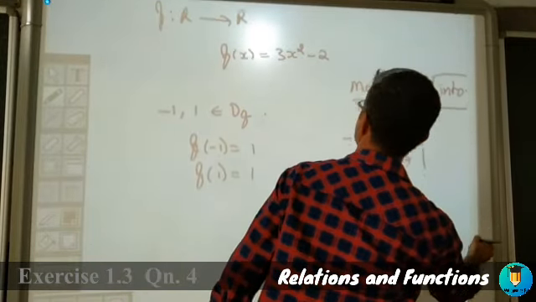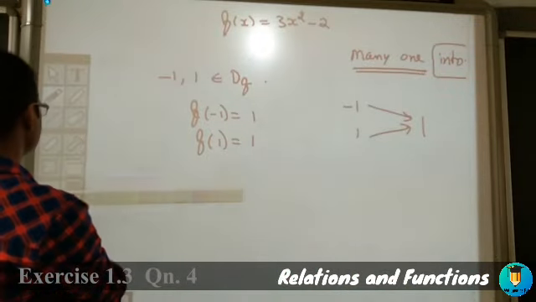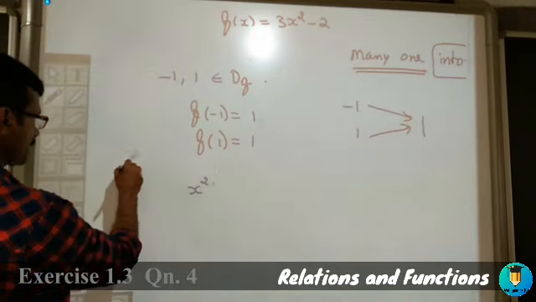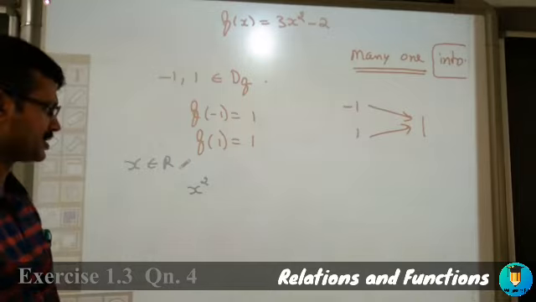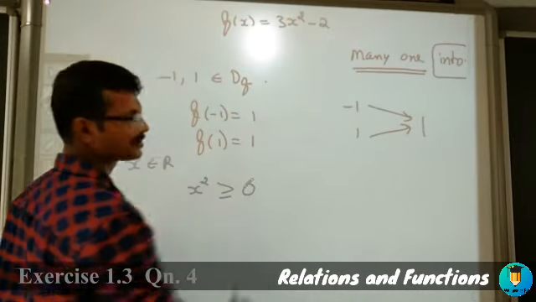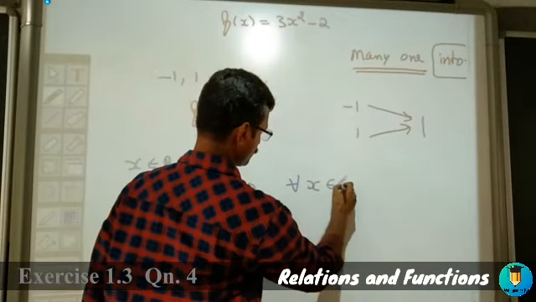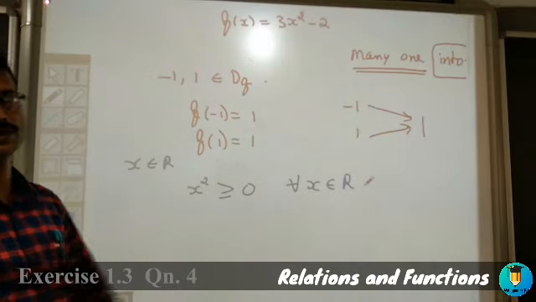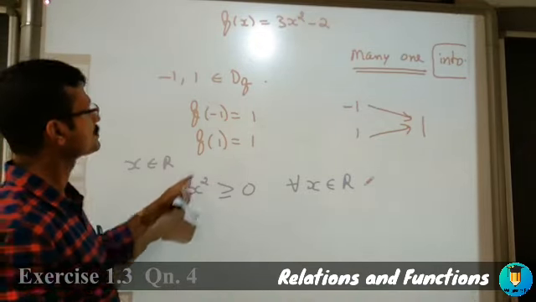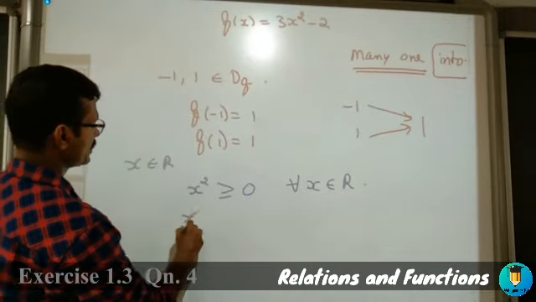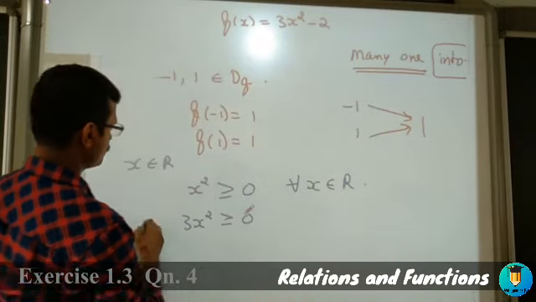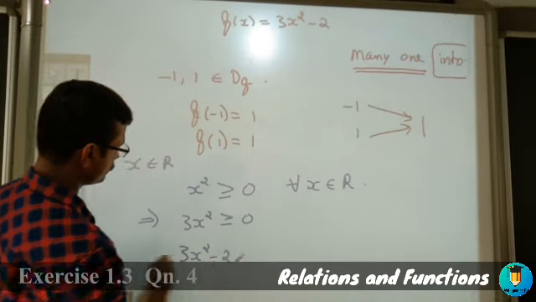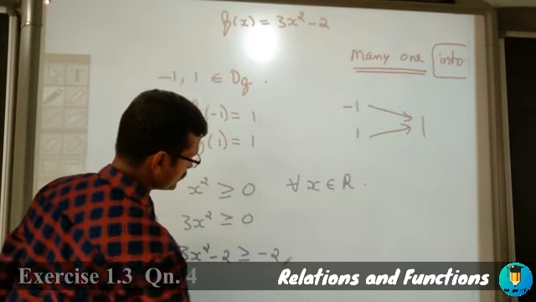Into function part. So if you see 3x square minus 2, first of all I take x square. We know x belongs to the real numbers, that is, the domain is all real numbers. So naturally x square is greater than or equal to 0 for all x belonging to R. Now I will convert this into the required form. Multiplying by 3, 3x square is greater than or equal to 0. Subtracting 2, 3x square minus 2 is greater than or equal to minus 2.